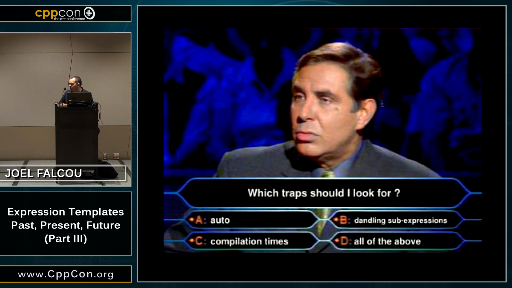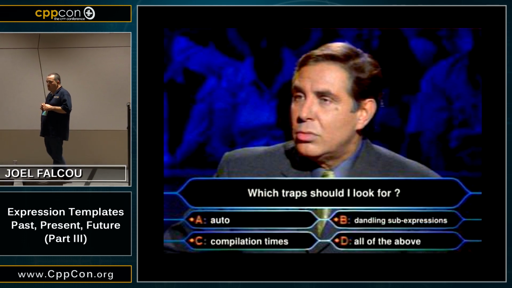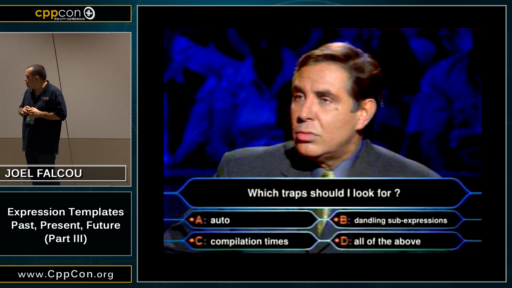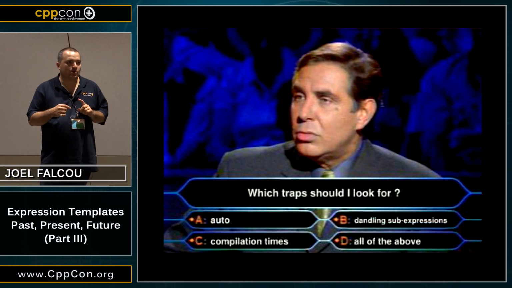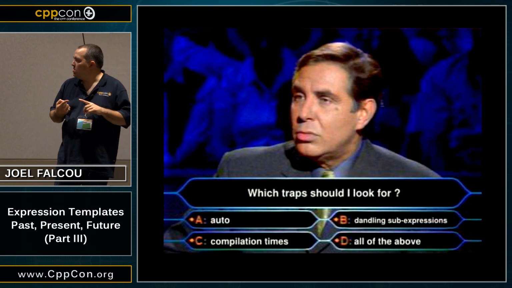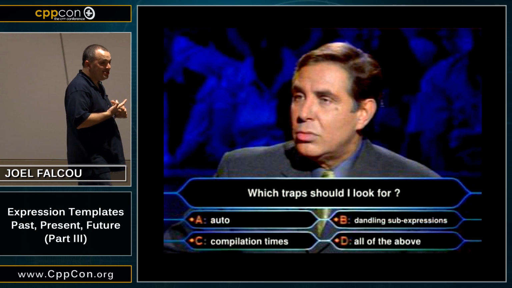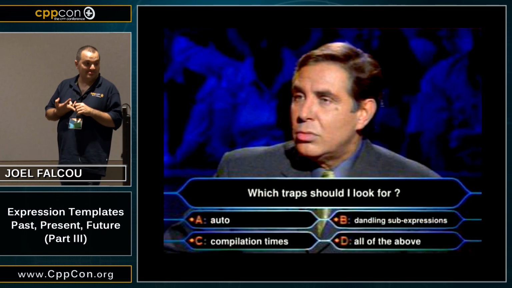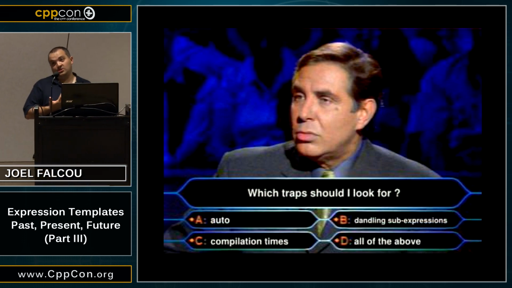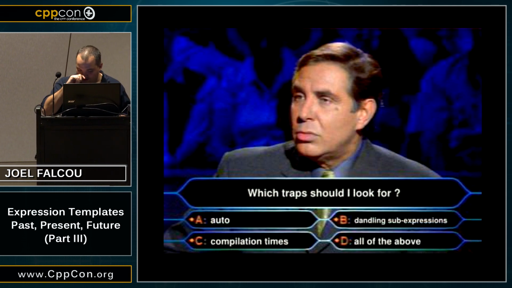So there are traps, okay? And those traps, for some are actually okay, and for some are actually real traps you don't see coming. So basically you have the combination of expression templates and auto. Functions returning sub-expressions that may or may not contain temporary terminals. And of course compilation times, okay?